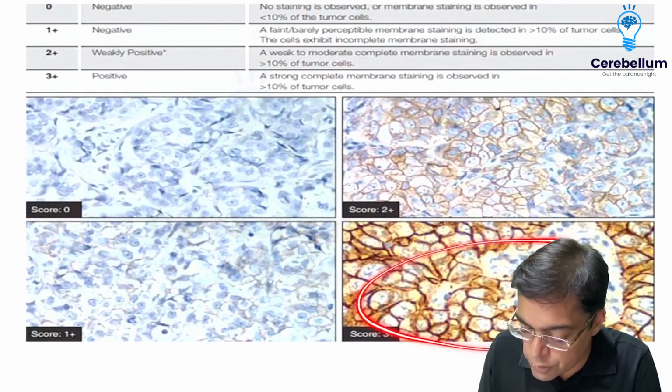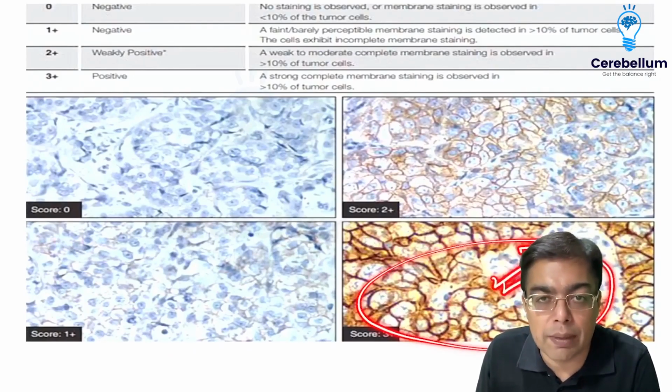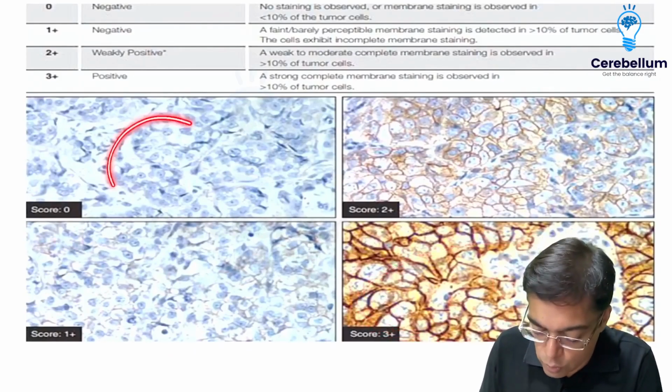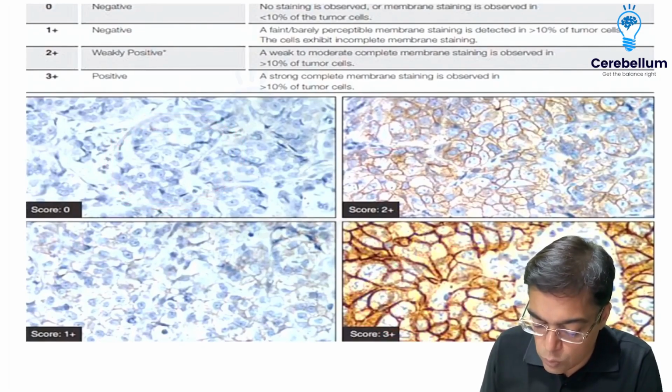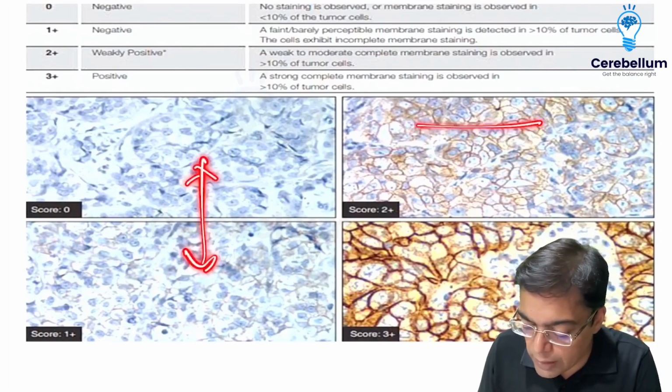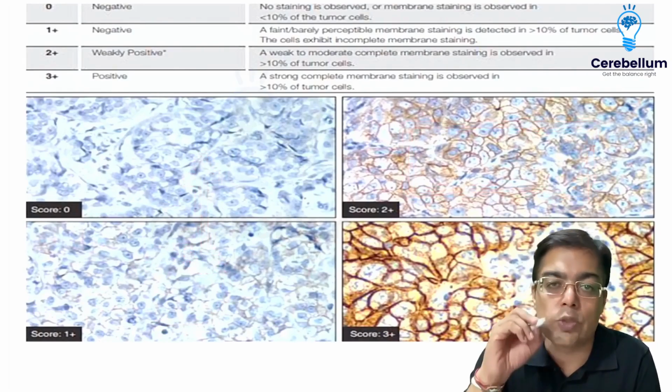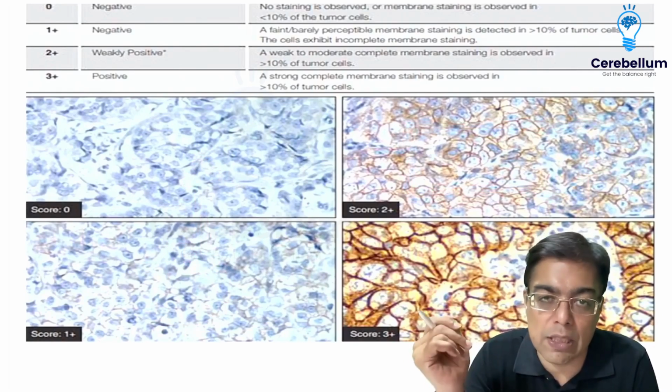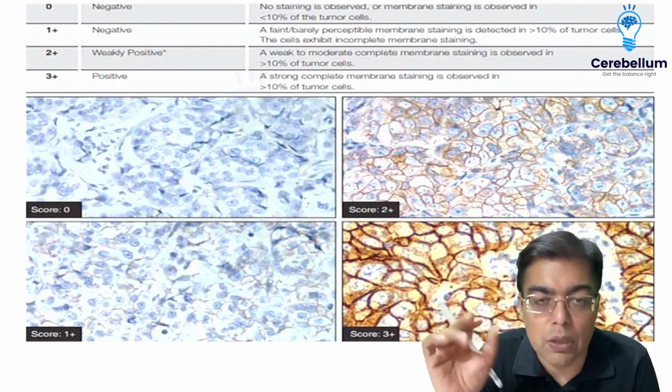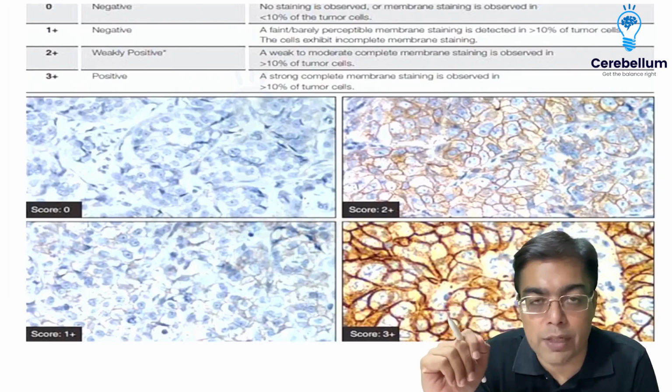So if you're going to be having a strong color over here, that is 3+, that is going to be a positive score. No color over here, that's a score of 0. One score is again going to be something which is negative. So both these are negative. But when you're going to be having a light brown score over here, that is where you're going to be going in for further investigation like fluorescent in situ hybridization, so as to confirm the presence of the overexpression, right?